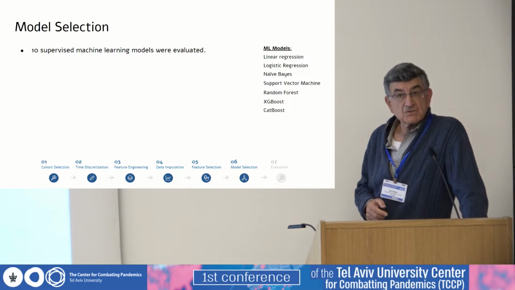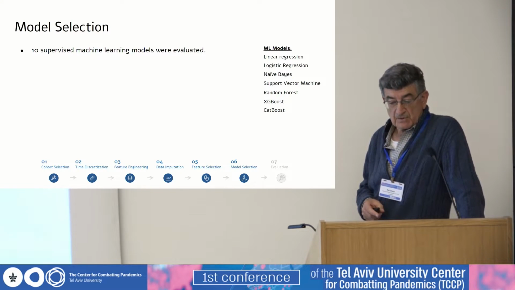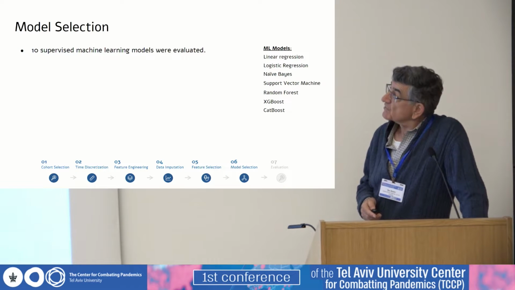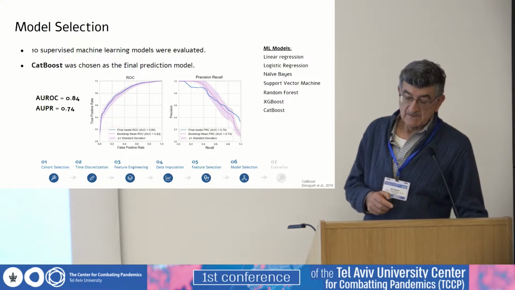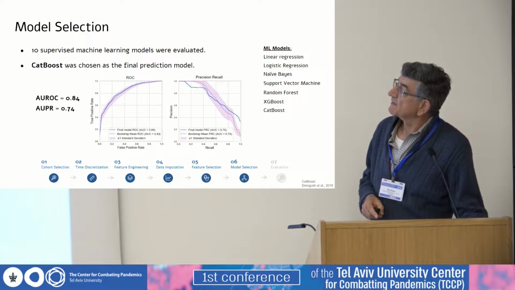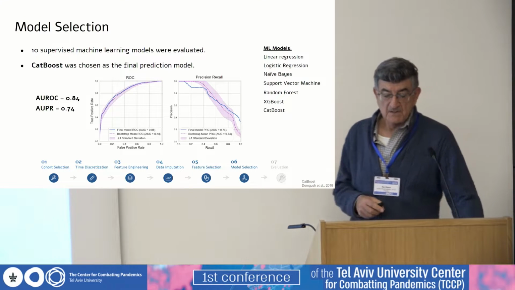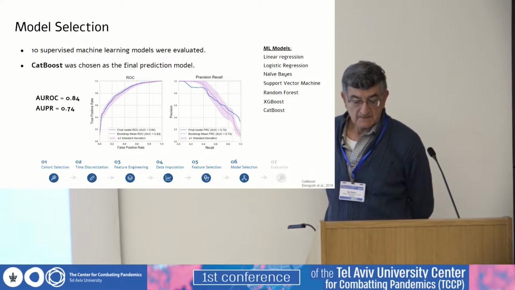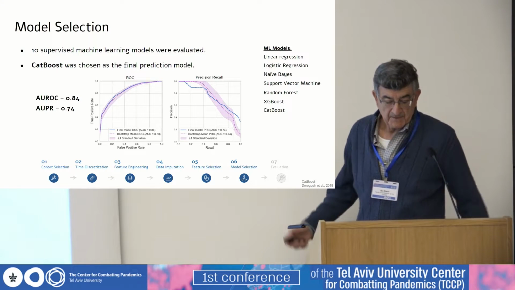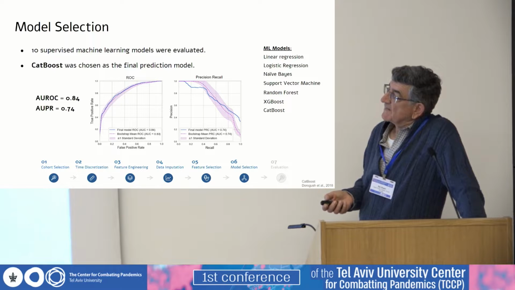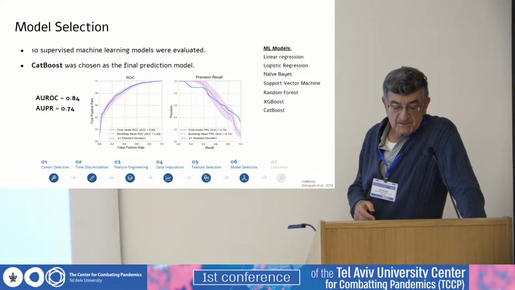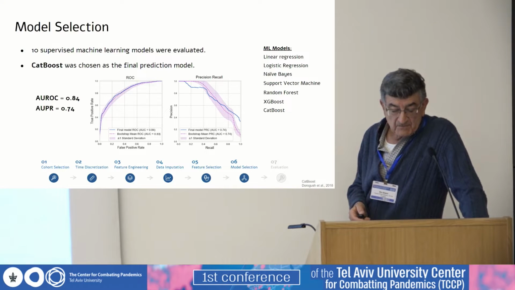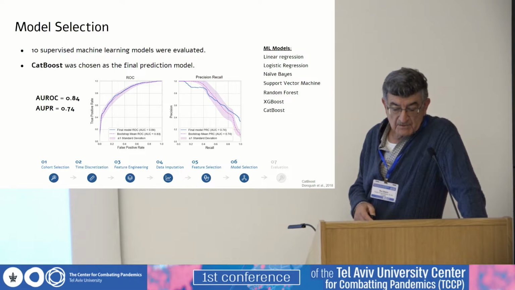We applied a large number of machine learning classification models. You see them on the right. Eventually, CatBoost, a gradient boosting variant, was the best. And you see here the results on the validation set of Shiba data. The ROC score is about 0.84, and the precision recall score is about 0.74.